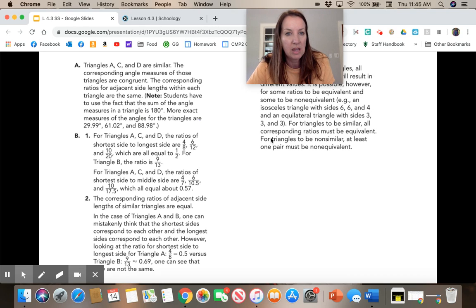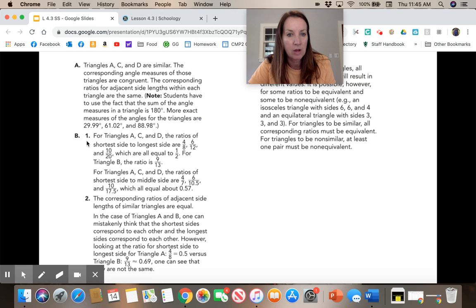In question A, you should have found that triangles A, C, and D are similar because the corresponding angle measures were congruent. The corresponding ratios for adjacent side lengths within each triangle are the same. And then there's a little note there that you're welcome to read.